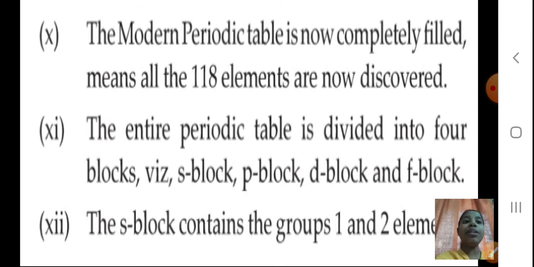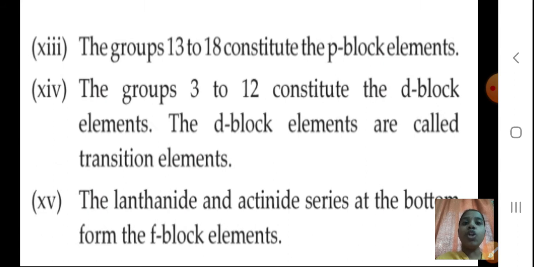The entire periodic table is divided into 4 blocks, that is S block, P block, D block and F block. The S block contains the group 1 and 2 elements. Then the groups 13 to 18 constitute the P block elements. The groups 3 to 12 constitute the D block elements. The D block elements we also call transition elements. Yes students, you will remember this. The lanthanide and actinide series at the bottom form the F block elements.